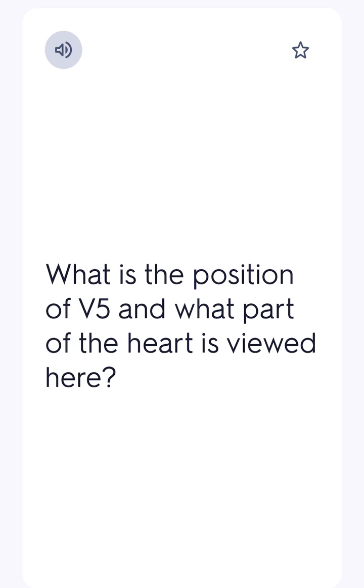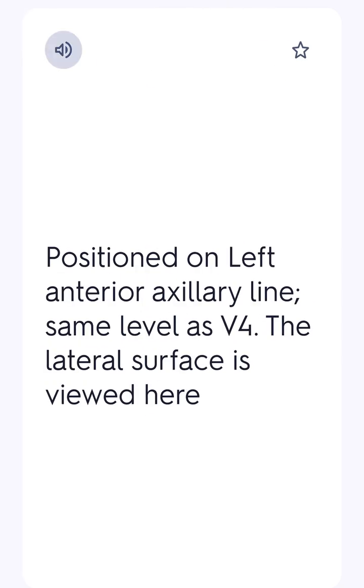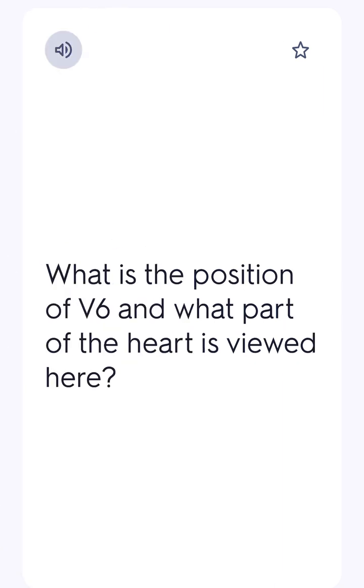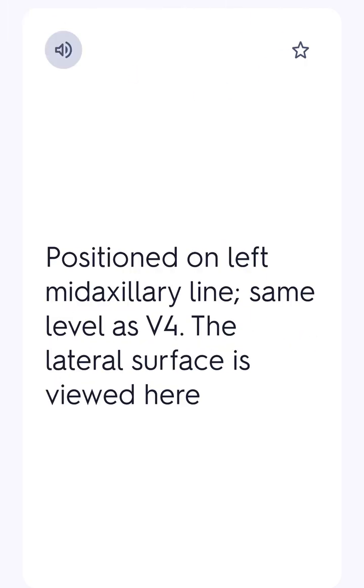What is the position of V5 and what part of the heart is viewed here? Positioned on left anterior axillary line. Same level as V4. The lateral surface is viewed here. What is the position of V6 and what part of the heart is viewed here? Positioned on left midaxillary line. Same level as V4. The lateral surface is viewed here.